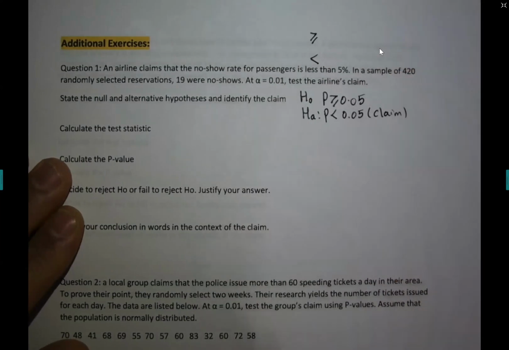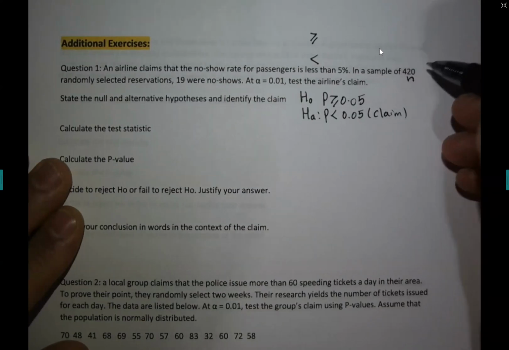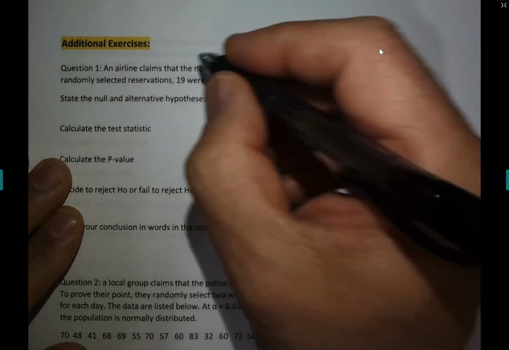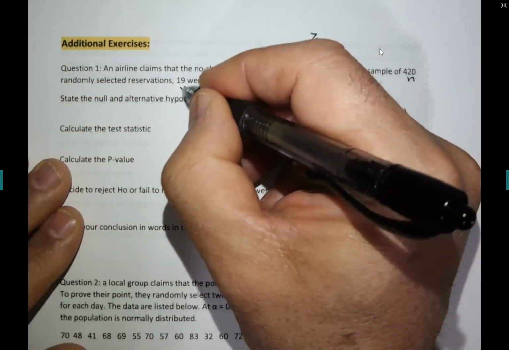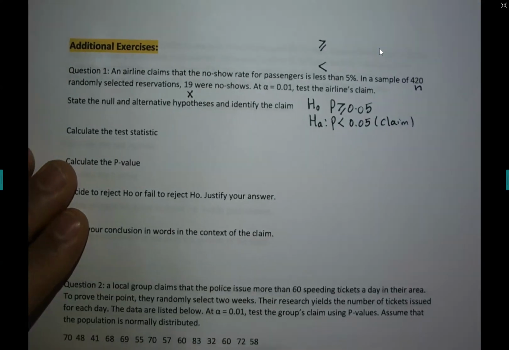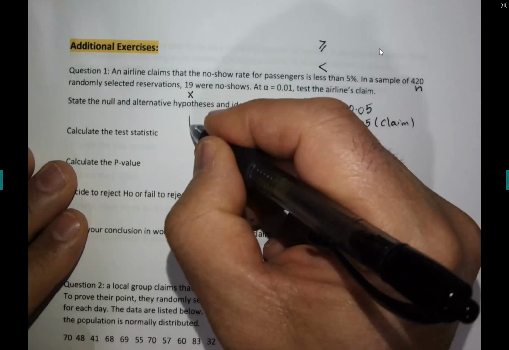All right. In a sample of 420, that's N, randomly selected reservations, 19 were no-shows, so that's X. At alpha equals 1%, test the claim. So we stated the null and the alternative. It's a proportion Z test, guys.